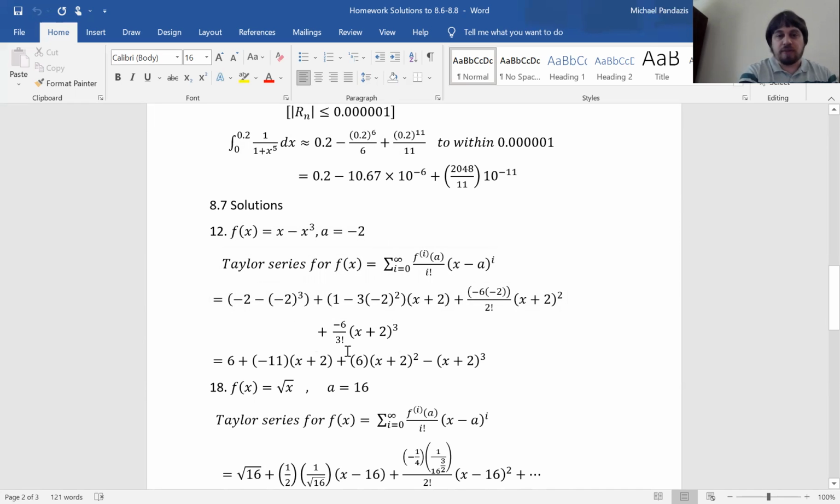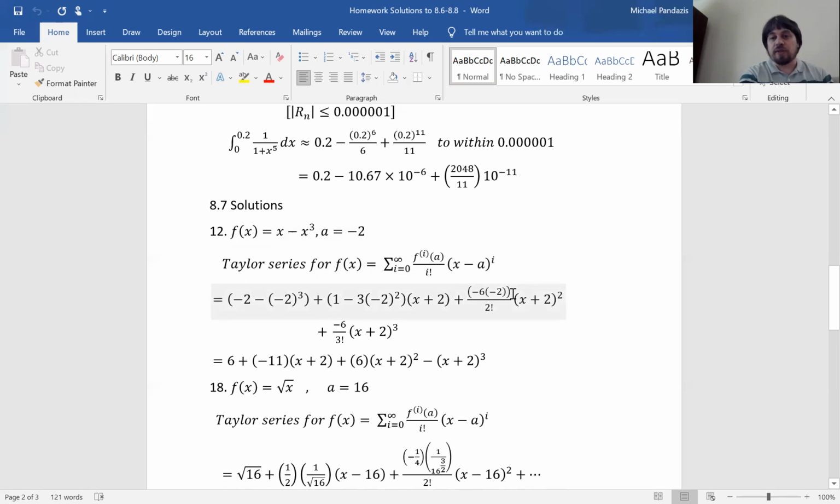Okay, so what we want to do is, the problem says a equals -2, and we have this. So we'll go term by term. When i equals 0, the 0th derivative of f at -2 is just f at -2. So that's -2 minus -2 cubed. Plus, when i equals 1, you have the first derivative of f, which is 1 minus 3x squared. So you have 1 minus 3 times -2 squared. That's f prime at -2 times x minus -2, which is x plus 2. If you raise it to the first power, it's just x plus 2. Dividing by 1 factorial is just dividing by 1, so it stays the same.